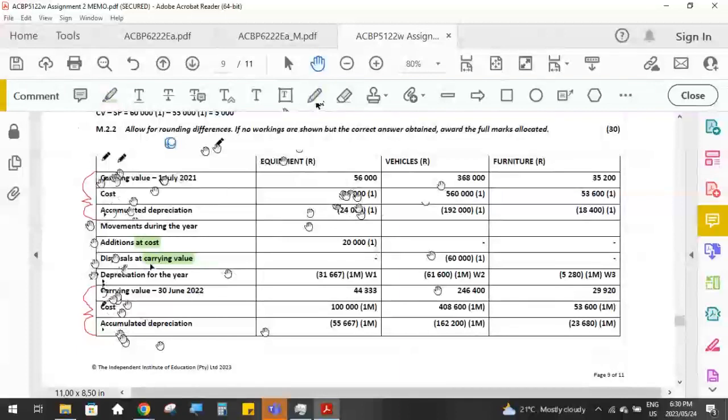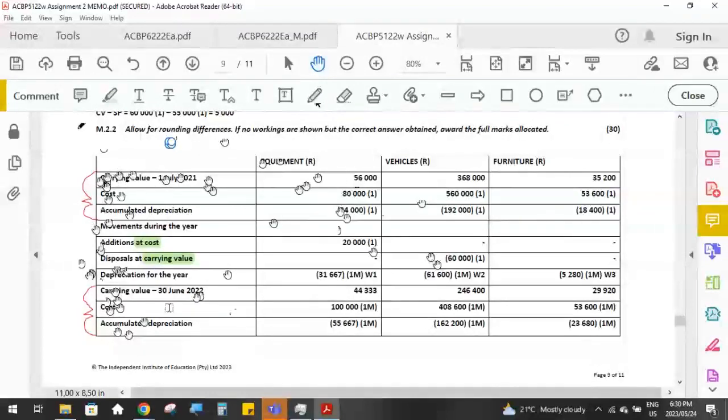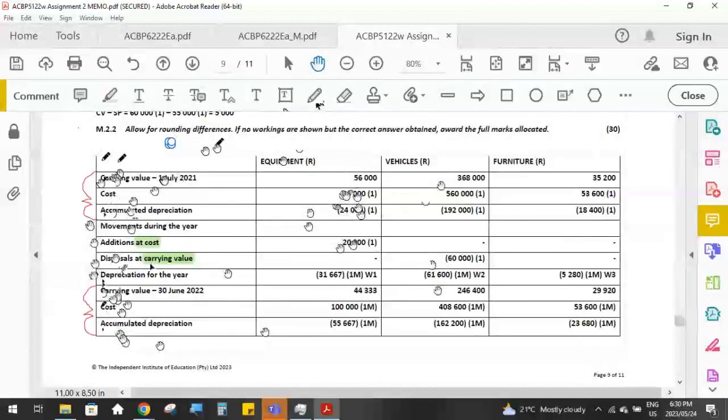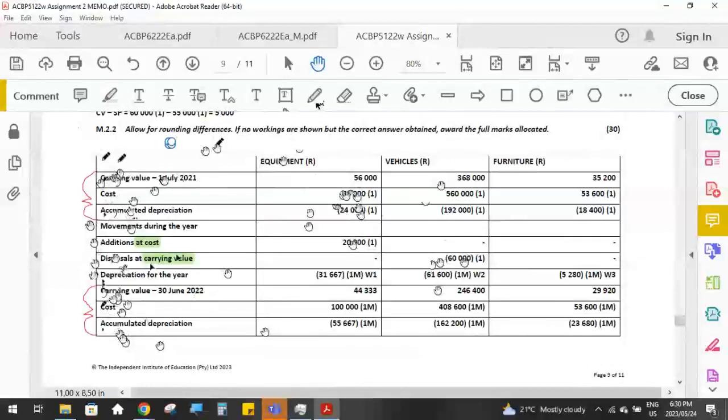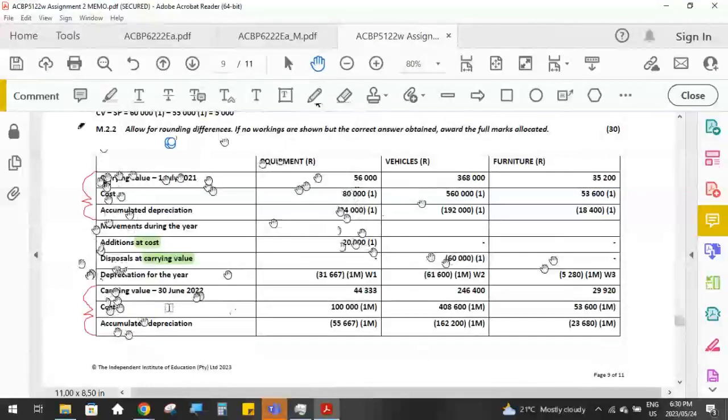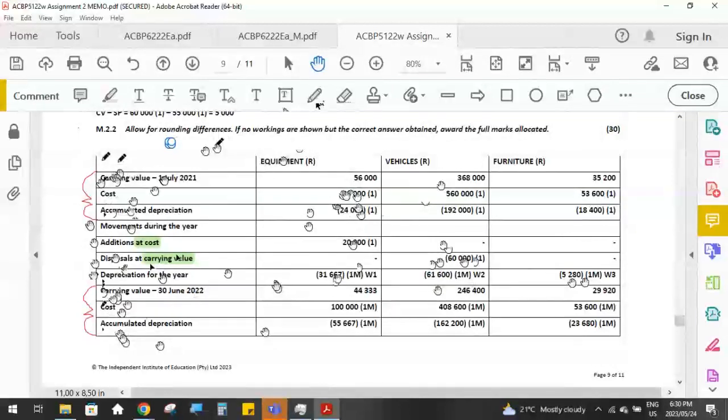So the disposal was our vehicle, and they told us in the question that it had a carrying value of 60,000. So because additions are being added to equipment, that's a positive. Disposals are being removed from vehicles, that has brackets around it. It was the only disposal, nothing for equipment and nothing for furniture. Then the most important thing that you had to do here was calculate the Rand value for the depreciation for each of those 3 categories. So there are workings for each of those 3. So we'll go down to have a look at what those workings were.